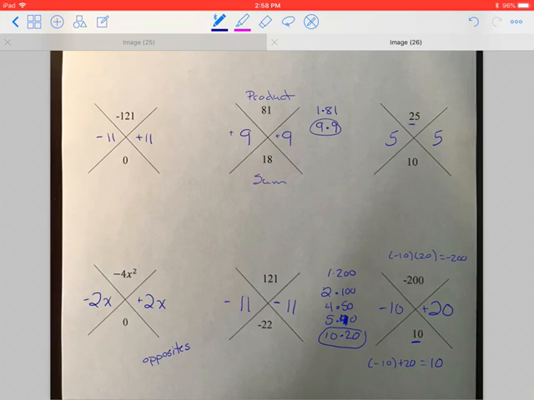All right, so we'll utilize this factor x in the next section when we start to factor trinomials.